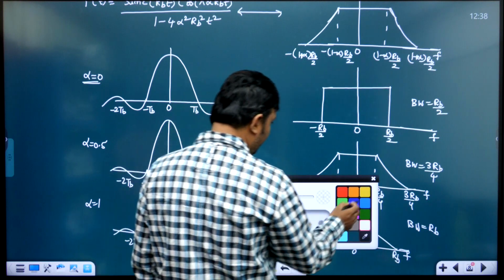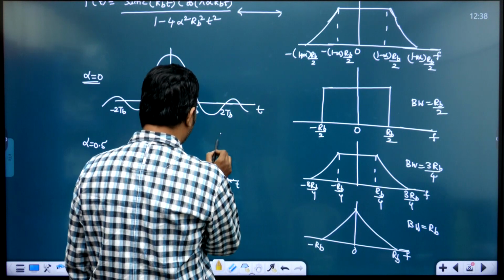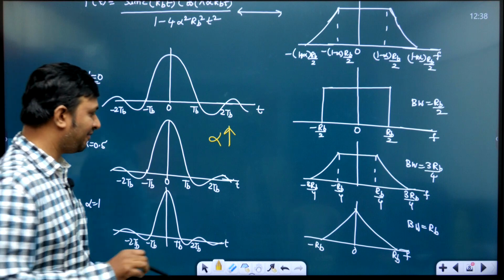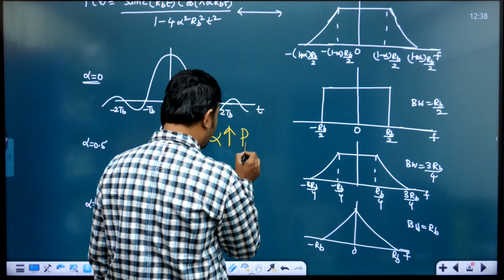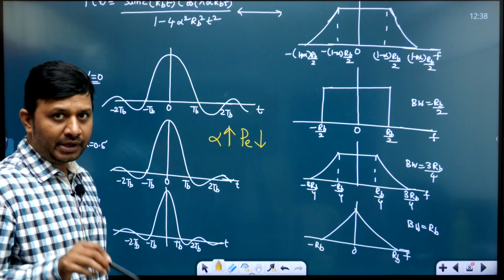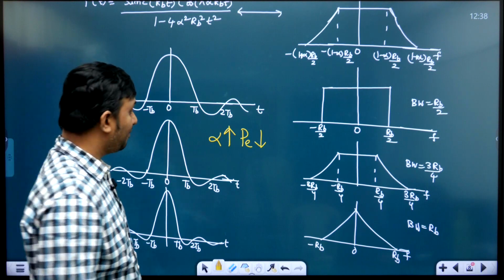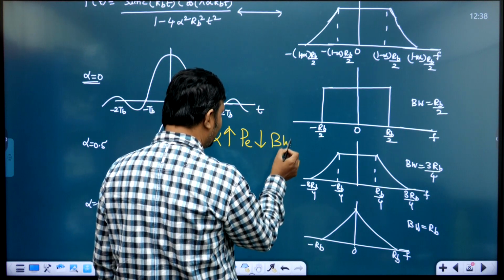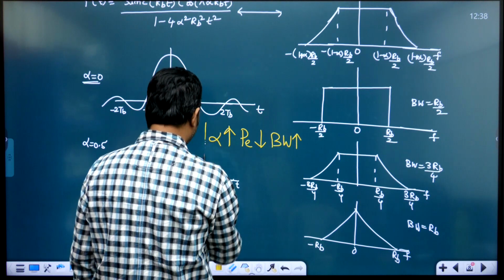Or I can say that if the roll-off factor increases, definitely the probability of error decreases. If the roll-off factor increases, probability of error decreases. But the disadvantage up to this point is that the bandwidth increases.